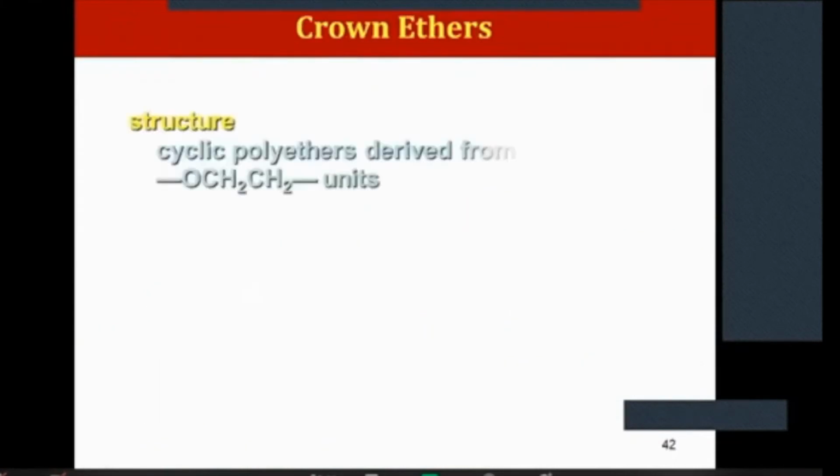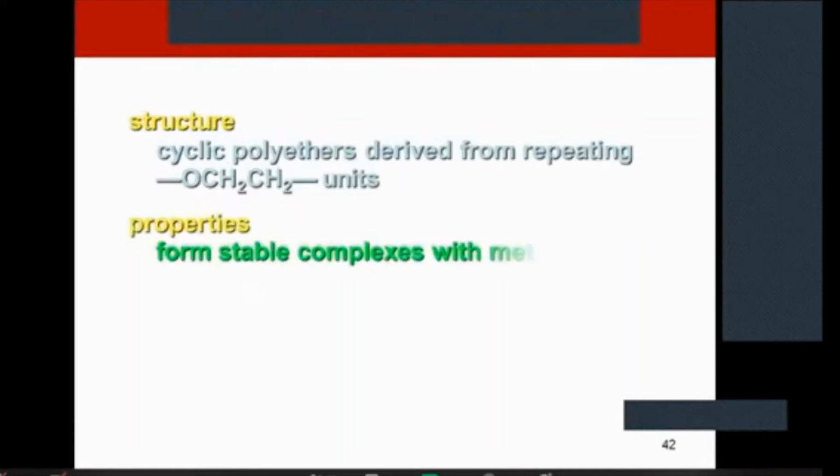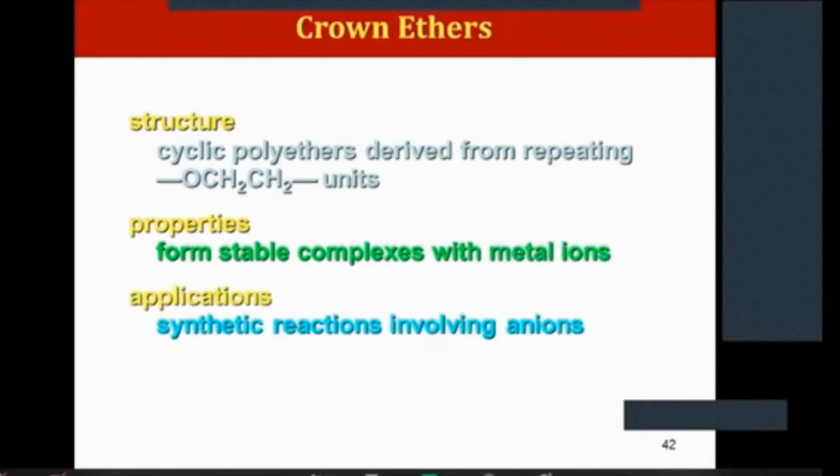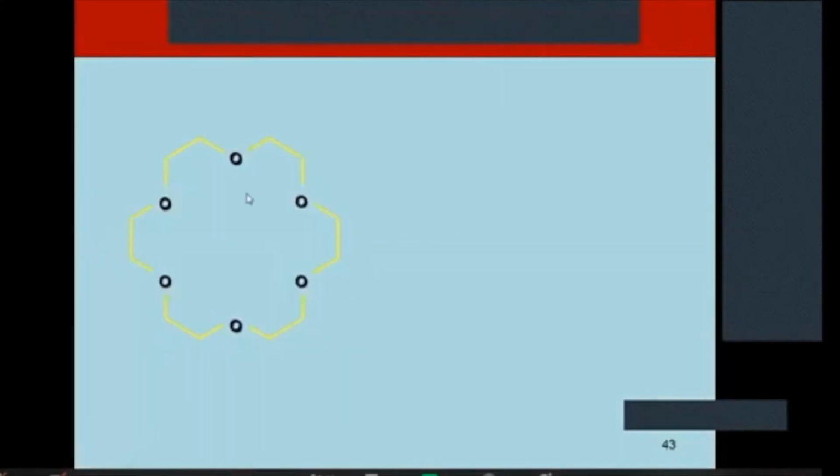So crown ethers, you know very well, I will take as an example of a cation host or cation receptor. Cyclic polyethers derived from repeating OCH2CH2 units form stable complexes with metal ions, as we saw from Professor Pedersen's work, and it involves many synthetic reactions. This is a typical crown ether. It is called 18-crown-6. It is like a crown for a cation, so the name crown ether. It has 6 oxygen atoms, so it is 6. And you can count the number of atoms in the ring: 3, 6, 9, 12, 15, and 18. So 18-crown-6.